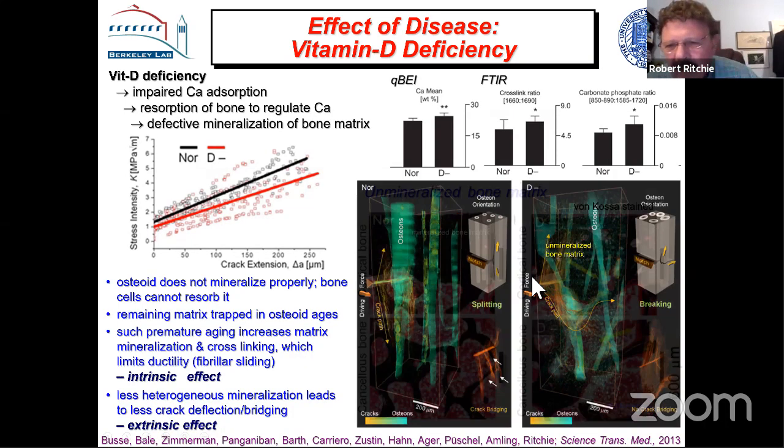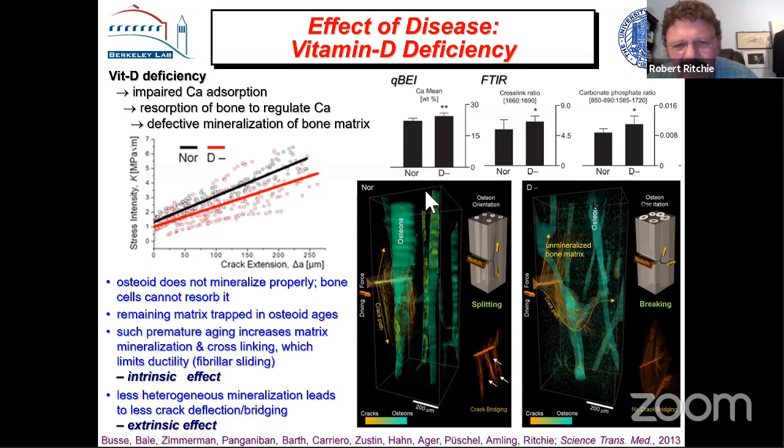These are beautiful pictures that are almost unintelligible, but this is looking at the normal bone. They're the osteons, and the crack is coming here. These are tomographs. I had to draw a little schematic here, but the cracks deflect along the osteonal boundaries in normal bone. But when you look at this vitamin D deficient bone, the cracks move around a bit, but they tend to propagate more without so much deflection.